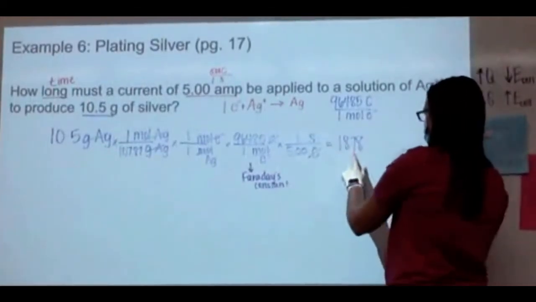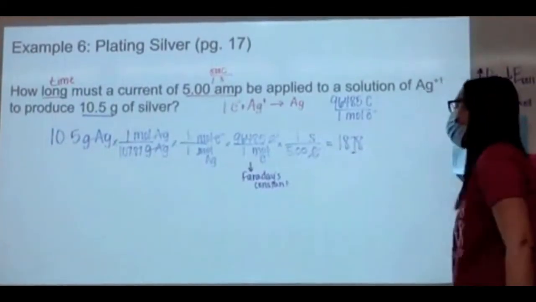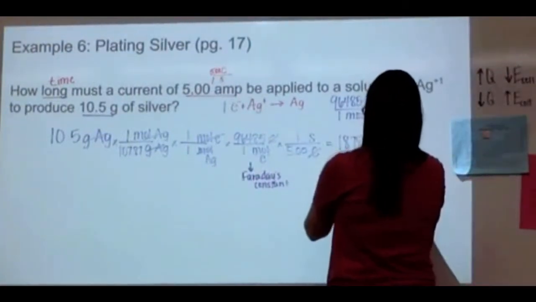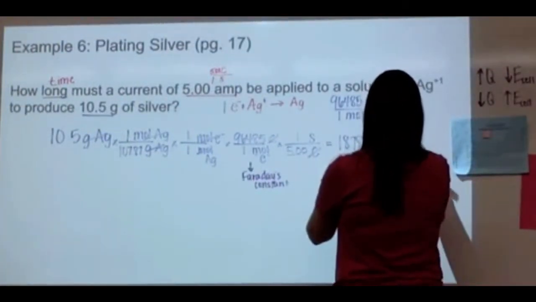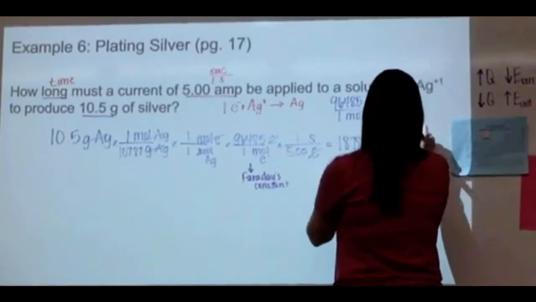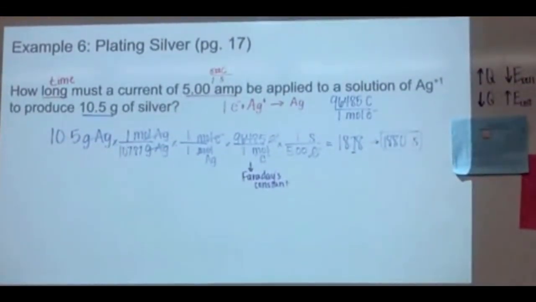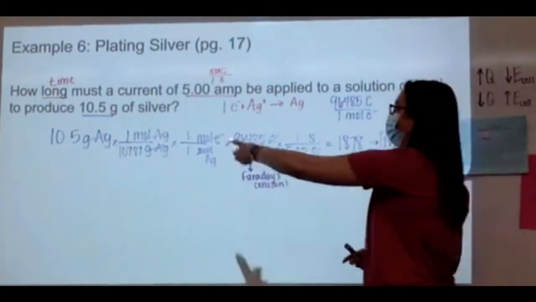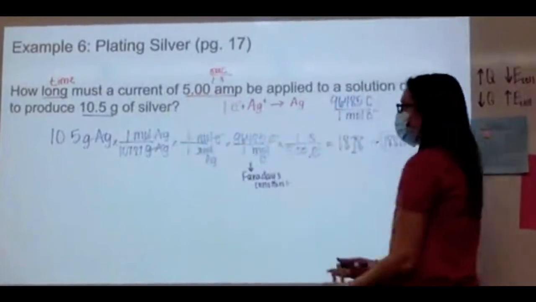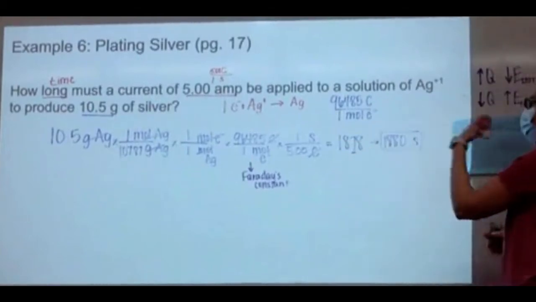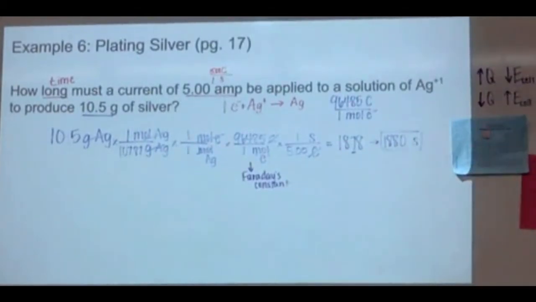3 sig figs means I need to round to the tens place, which would be 1880 seconds. Because remember, trailing zeros are not significant unless there's a decimal. So in this 5 amps, these are trailing zeros, but because of the decimal place, they're significant. Now, if it said how long in minutes, then you would just take your seconds and you would convert to minutes.